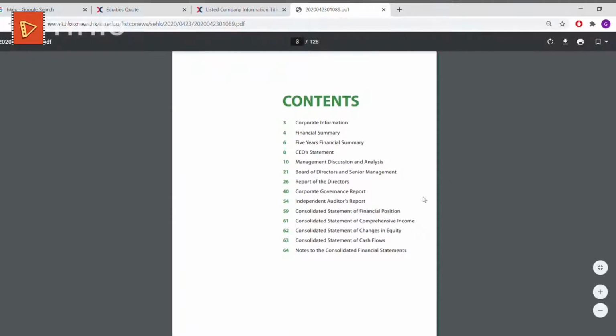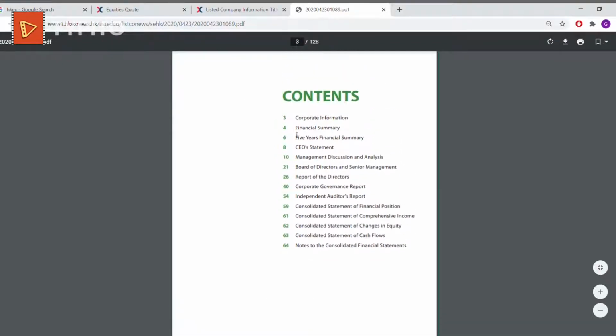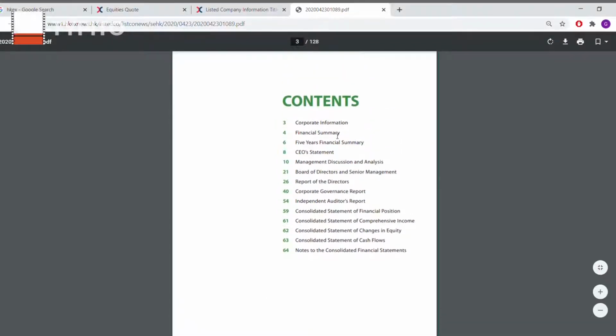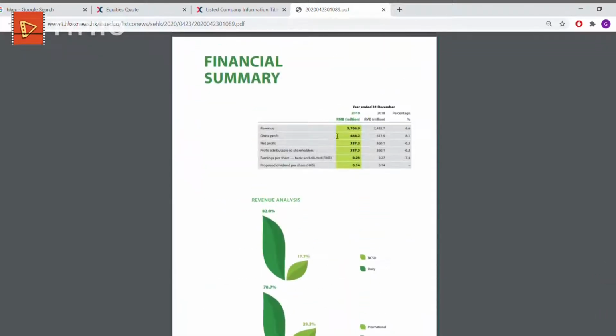Usually, let's look at the content page. Usually the first few pages will be talking about the corporate information and a short summary. I particularly like the section about financial summary, as it really gives you a breakdown of all the key financial indicators such as revenue, gross profit, net profit, etc., in the current period, as well as the comparative prior period.